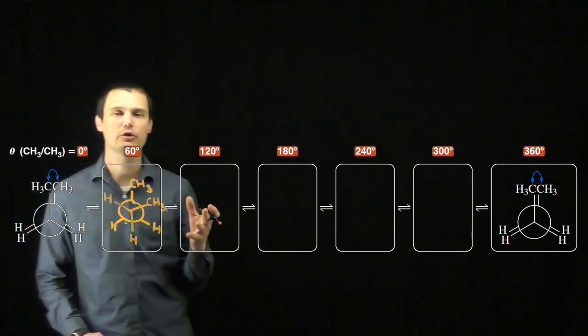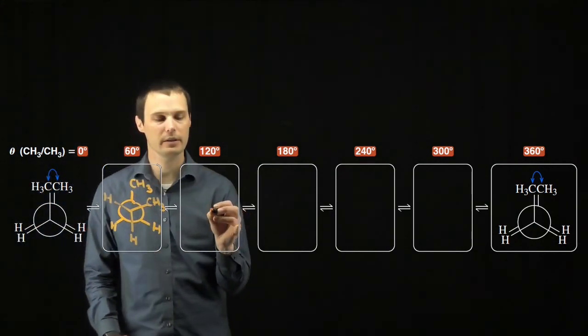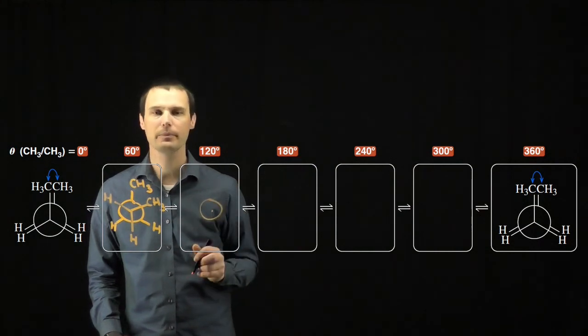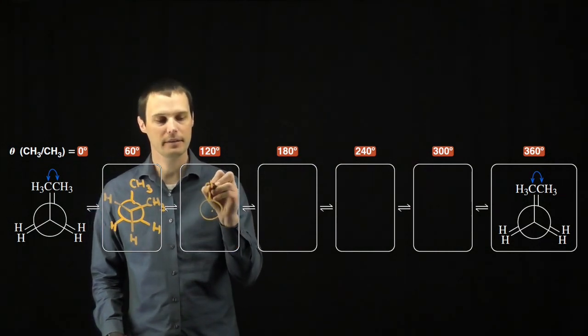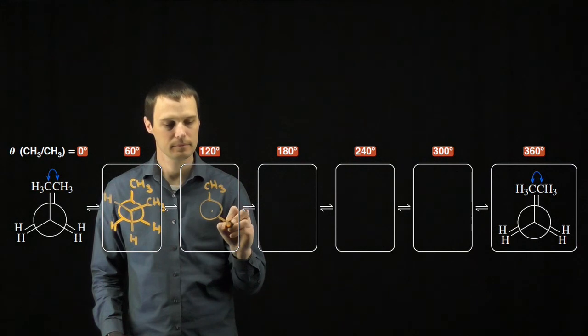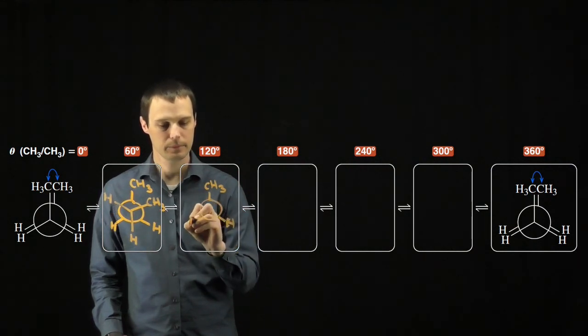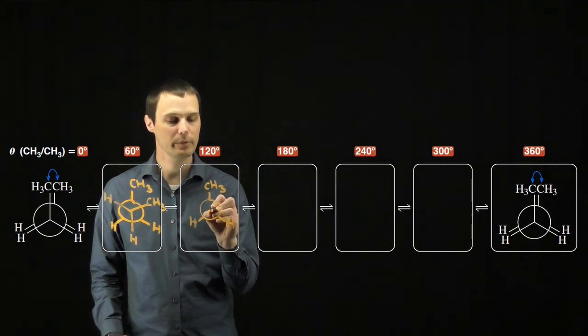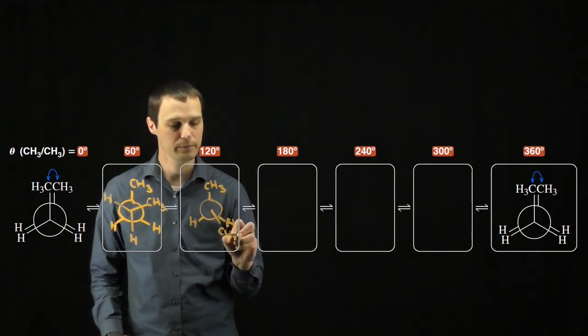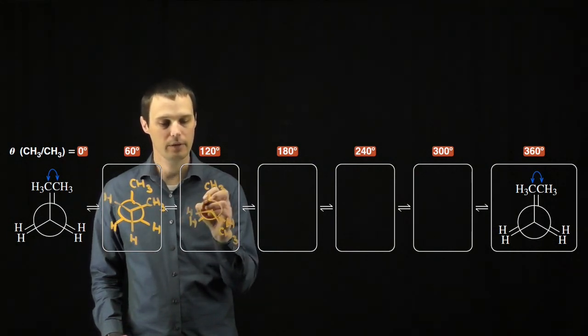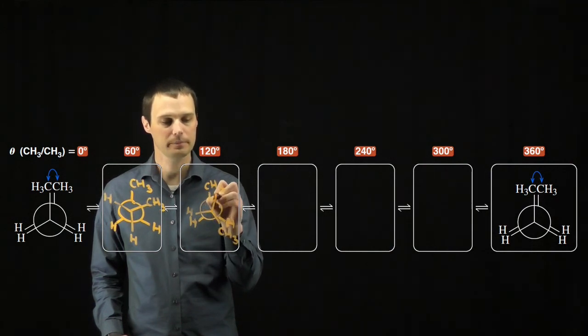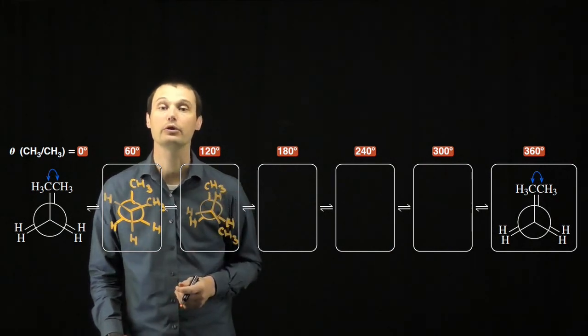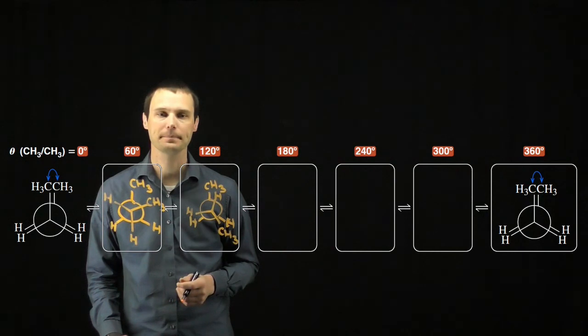The next Newman projection will be the 120-degree Newman projection. So again, starting with our dot and our circle, I'll leave the back carbon constant. Rotating another 60 degrees is going to bring the CH3 group eclipsed with this hydrogen. And we'll make the other hydrogens eclipsed as well. This will be the 120-degree dihedral angle.